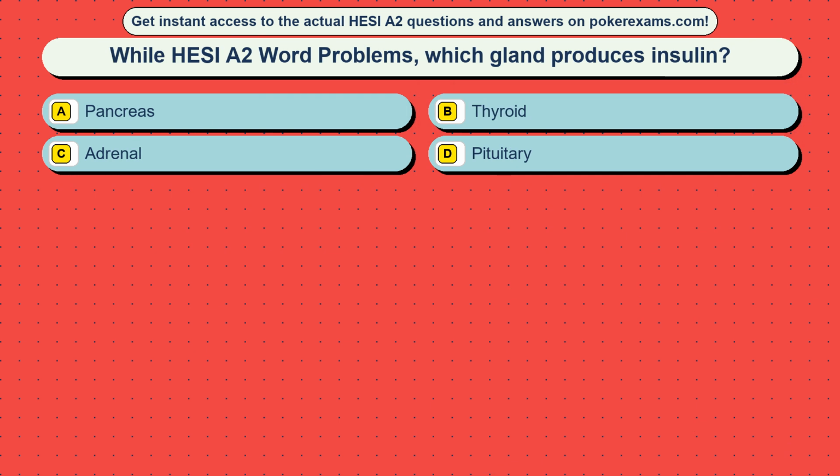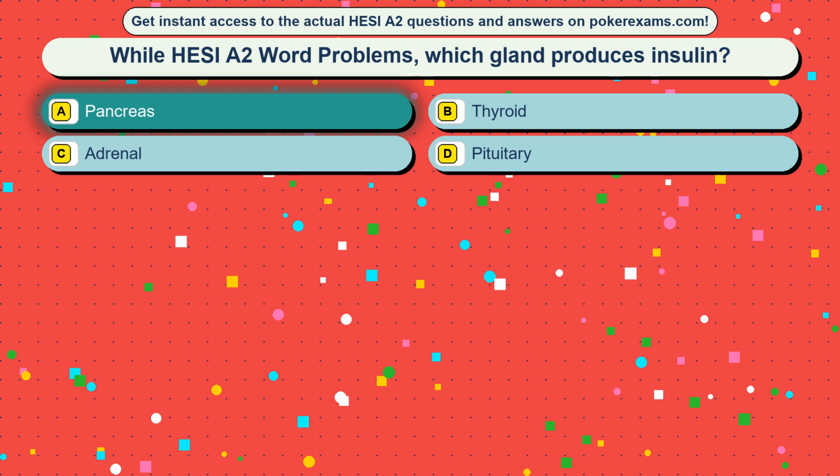While HESI A2 word problems, which gland produces insulin? Option A, pancreas. Option B, thyroid. Option C, adrenal. Option D, pituitary. The correct answer is option A, pancreas.